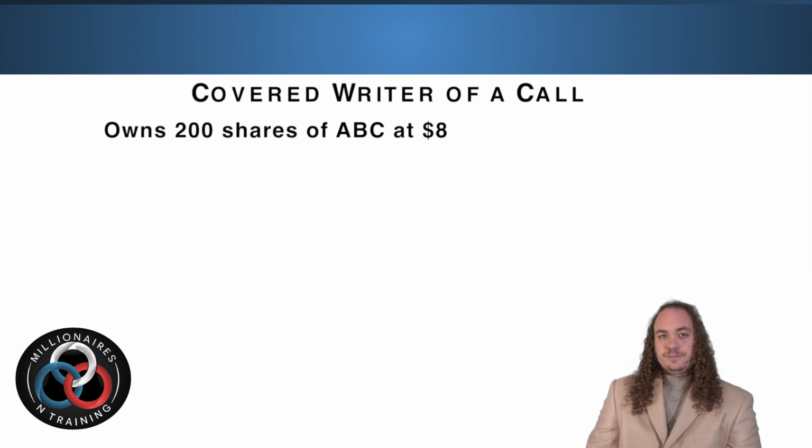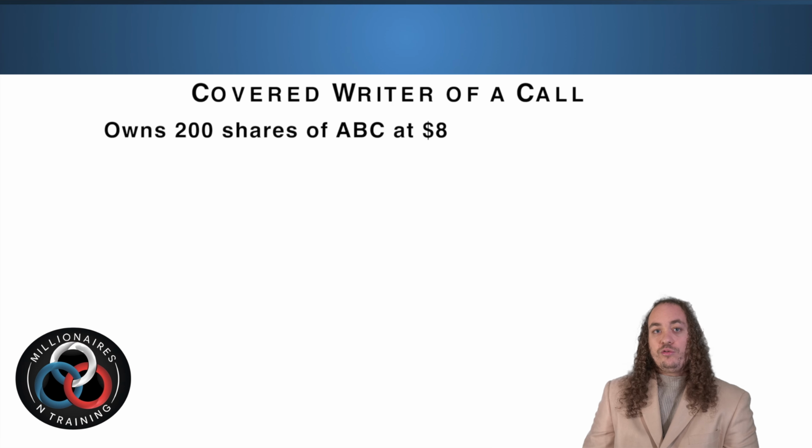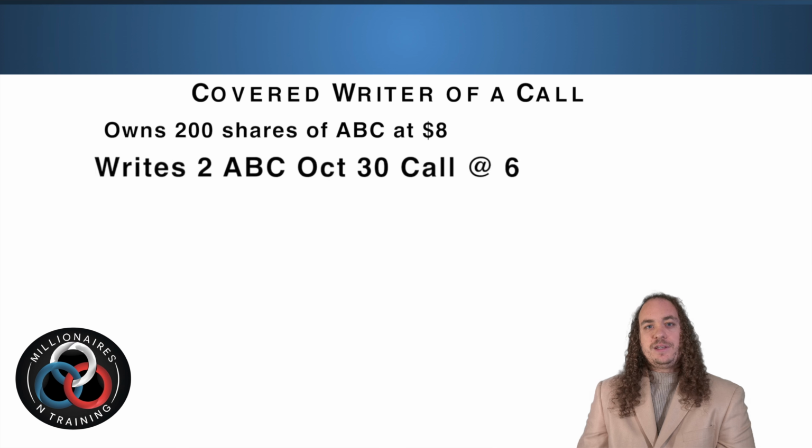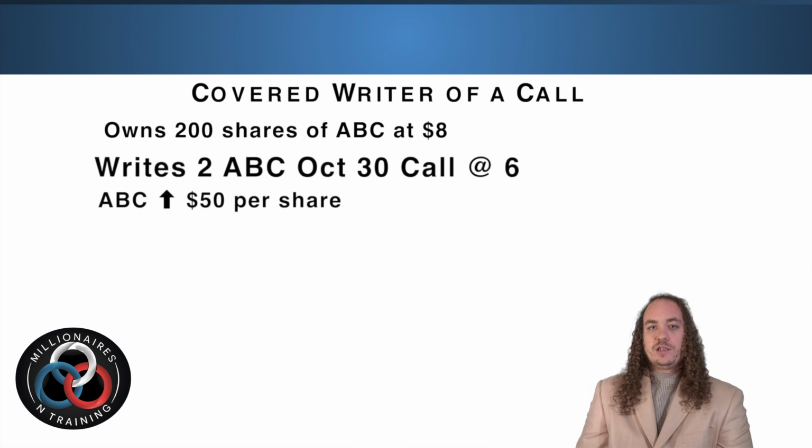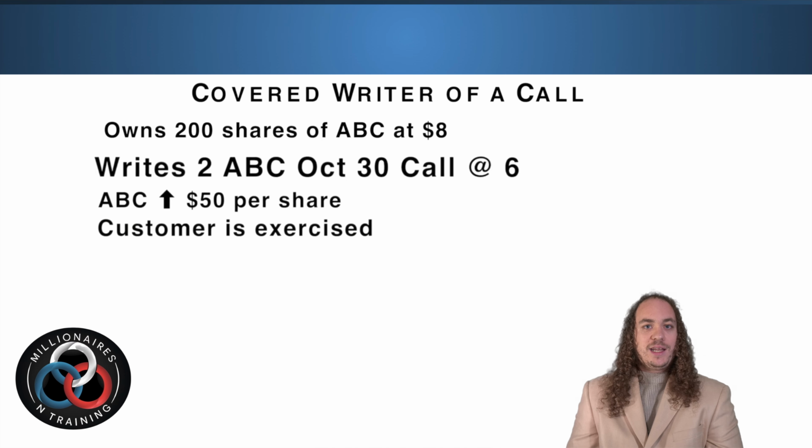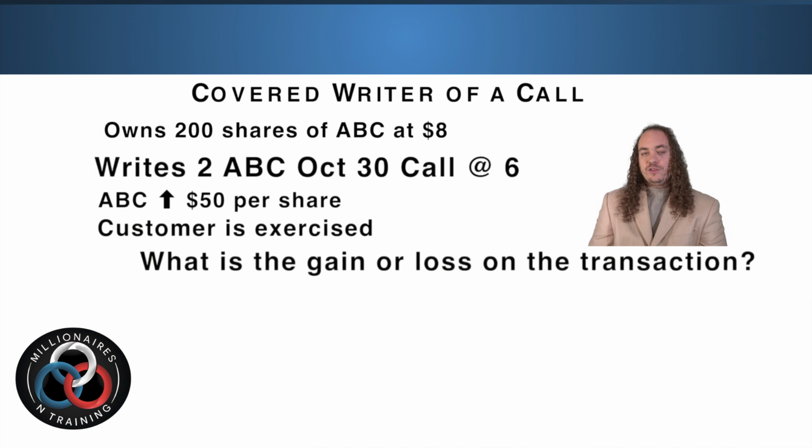Example number 3. A customer owns 200 shares of ABC originally purchased at $8 per share. The customer writes 2 ABC October 30 calls at 6 when the market price of ABC is currently trading at 29. The stock rises to 50 and the customer is exercised. What is the gain or loss on this transaction?